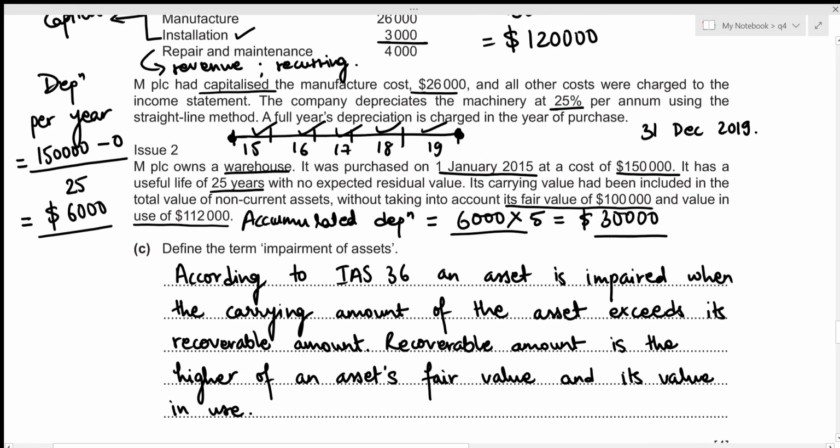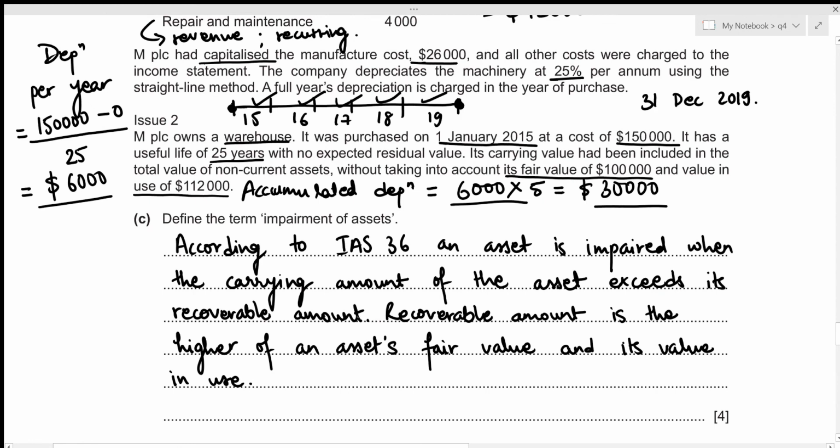So let's have a look here. We defined impairment of assets right here, and we said that an asset is impaired when the carrying amount of the asset exceeds its recoverable amount. And we also said that the recoverable amount is the higher of the asset's fair value and its value in use. So let's figure out our recoverable amount.